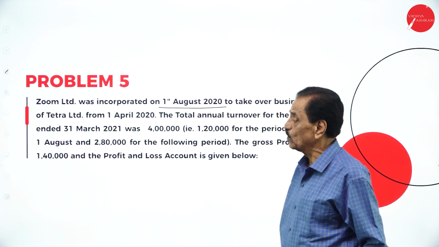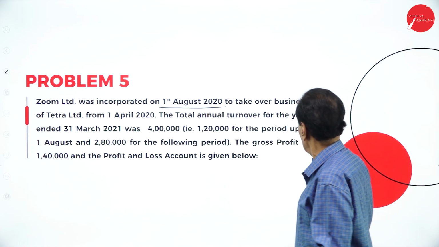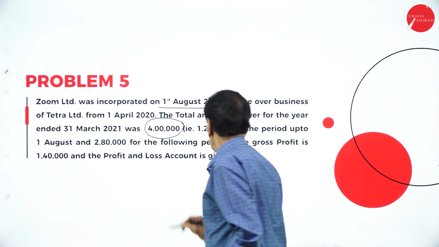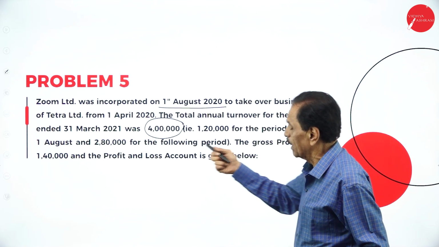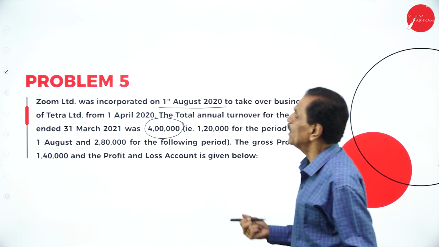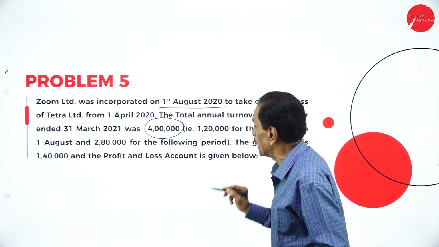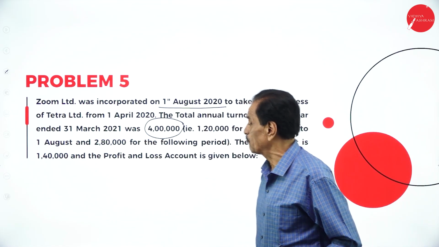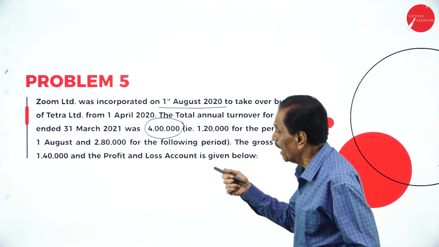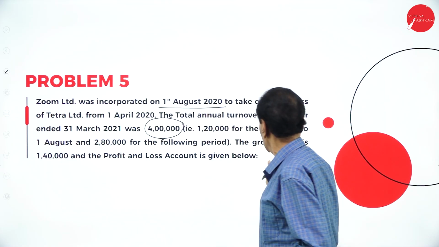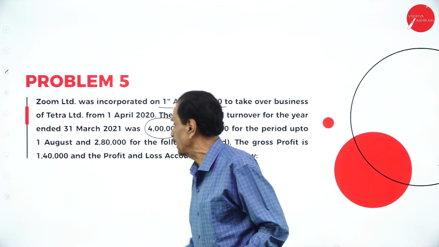1st April 2020. The total annual turnover for the year ending 31st March was 4 lakh. That is 1,20,000 for the period up to 1st August and the remaining 2,80,000 for the remaining part. So this is a pre-incorporation sale. It's a post-incorporation sale. Year ending on 31st March 2021, the entire gross profit is given as 1,40,000.